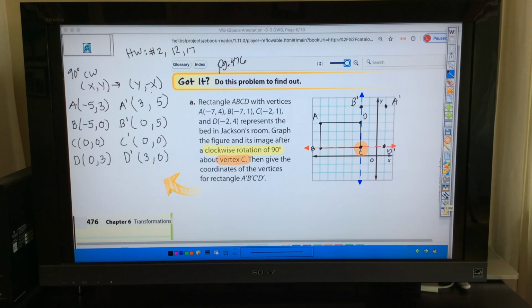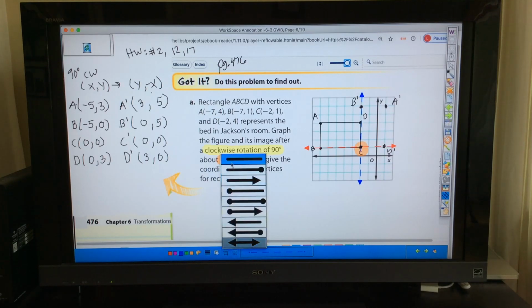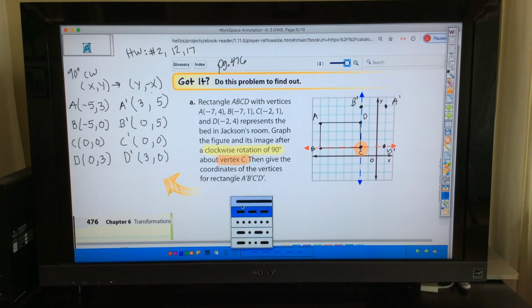Okay, I'm going to draw my new shape. I'll put it in, how about pink? All right, here we go. So you're going to see that the shape was rotated 90 degrees in the clockwise direction around point C.